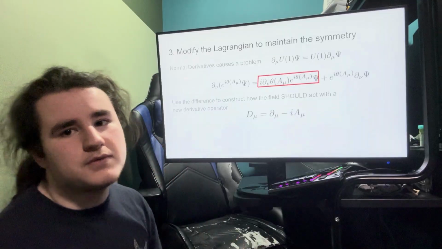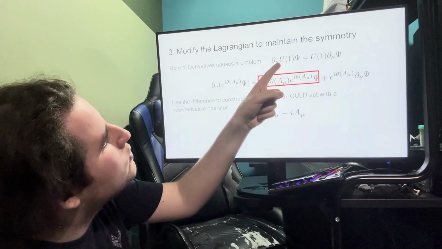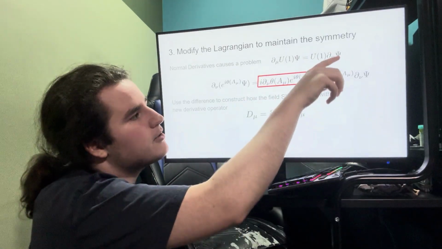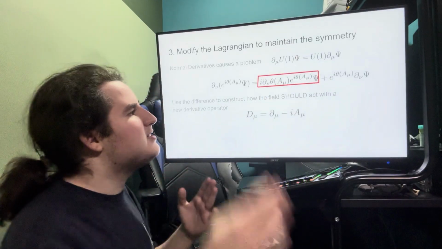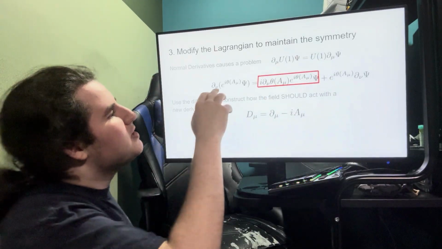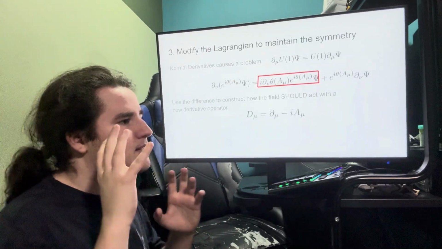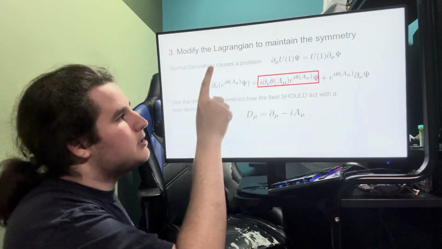So let's modify the Lagrangian to maintain this symmetry. First off, normal derivatives cause a problem, and there's a slight bit of nuance about what the derivative is actually doing. If we apply our U1 to our phi, it needs to be invariant, in that it doesn't matter if it's inside or outside the derivative. The problem is that it does actually matter. The e to the i theta of x is there because our particle actually has a position in space. It can't just be regular theta.